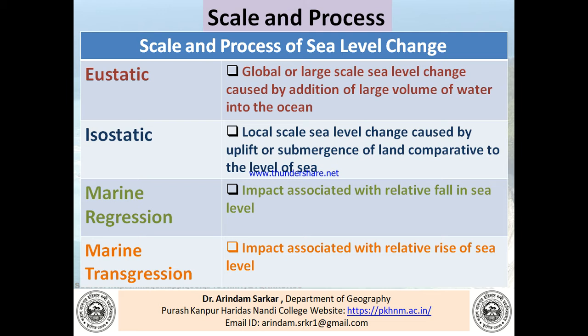The scale and processes of sea level change are very important for the discussion of sea level change. The first is hydrostatic sea level change. What is this? That is the global or large scale sea level change caused by addition of a large volume of water into the oceans. Next one is isostatic. What is isostatic? That is the local sea level change caused by upliftment or submergence of land comparative to the level of sea.